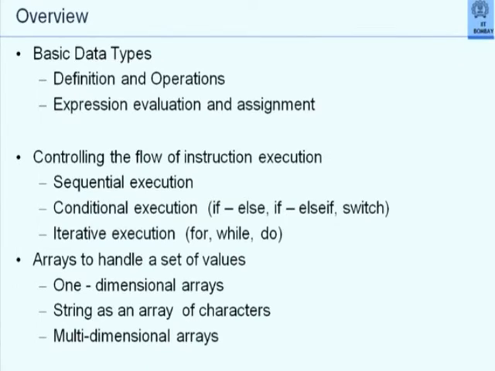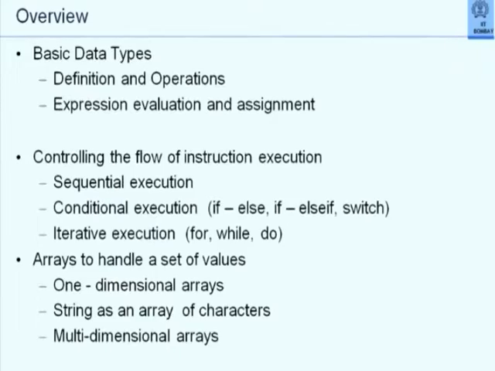But we may want to conditionally execute some statements. We want to say if something is greater than this, then do this, otherwise do this. For that, there are instructions in C++ which are if, else if, and a special instruction called switch. So these are the instructions which permit us to specify in our program that execute this only if this condition is true, otherwise execute something else.